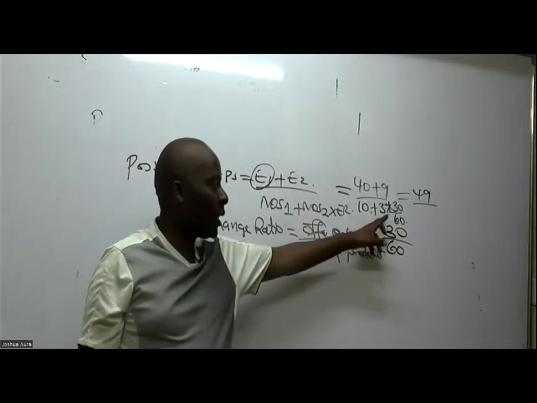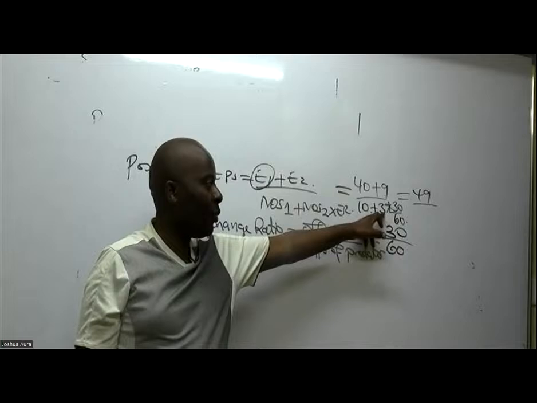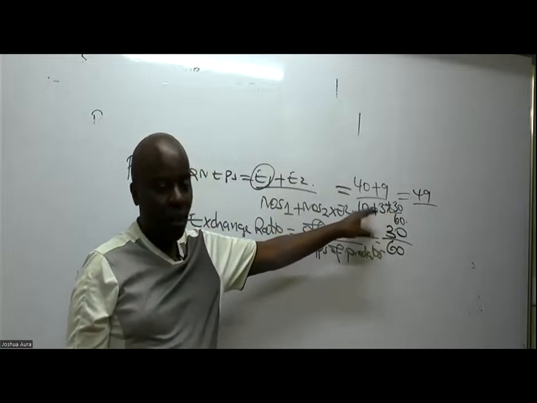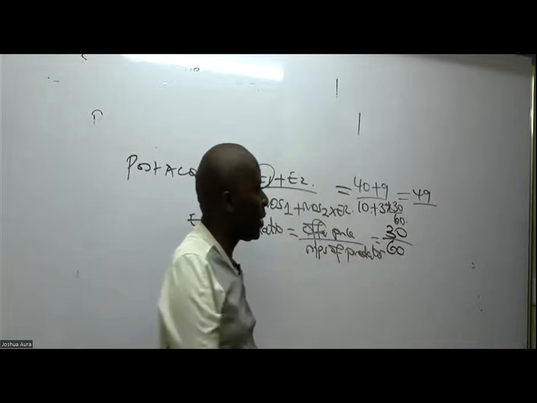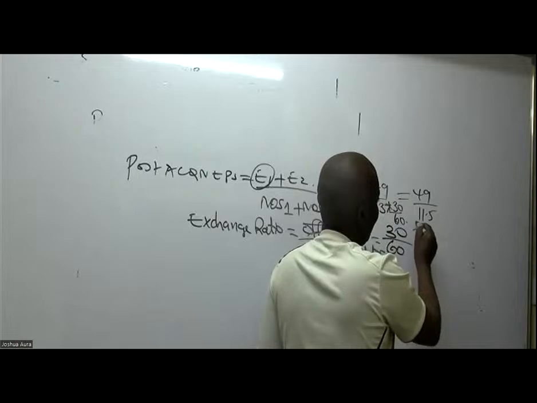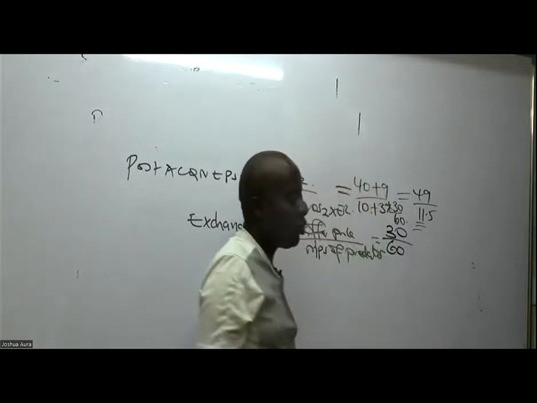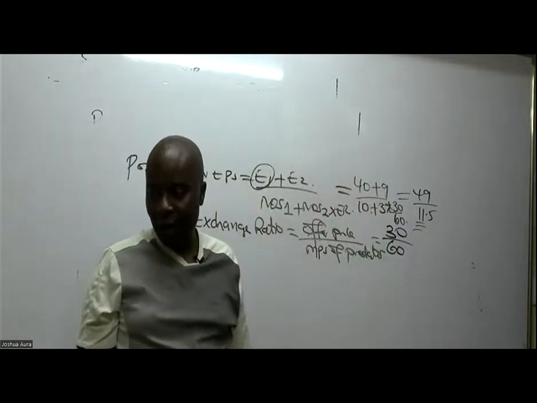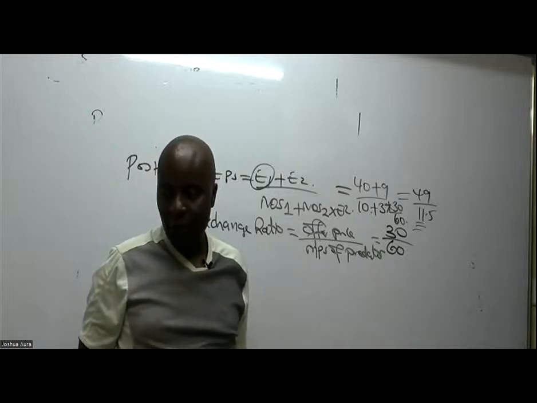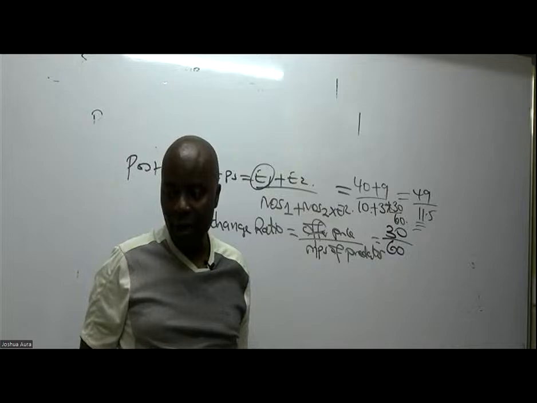You have to go slow with it. This is 3 times 30 over 60, which is 1.5. Multiply first, then whatever you get, you add to 10. So this gives me 11.5. At the end of the day, what will be my final answer? 49 over 11.5 will give me how much?